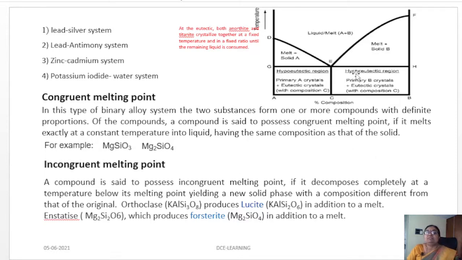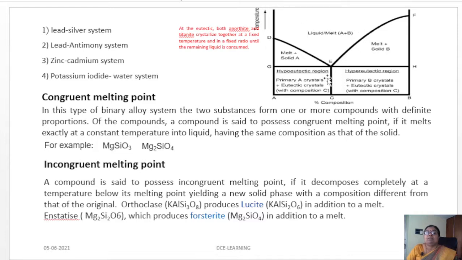This is in your syllabus, the simple eutectic type, the potassium iodide and water system. This is one of the figures, just given as an example. At this point, which we call the eutectic point, the temperature is below the melting point of either of the two solids. That temperature is called the eutectic temperature, and the point the eutectic point, and the corresponding composition is also called the eutectic composition.